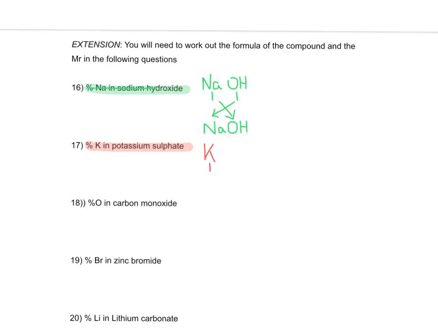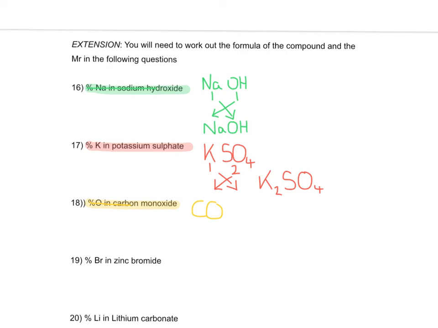Potassium's in group 1, so it has a valency of 1. On the back of the periodic table, sulfate is listed as an SO4 2- ion, so it has a valency of 2. When I cross and drop then, I will find that the formula for potassium sulfate is K2SO4. The percentage of oxygen then in carbon monoxide. Now carbon monoxide, we need to know its formula is CO.